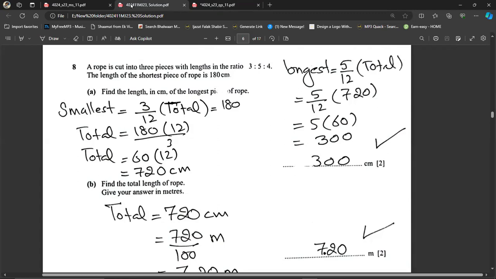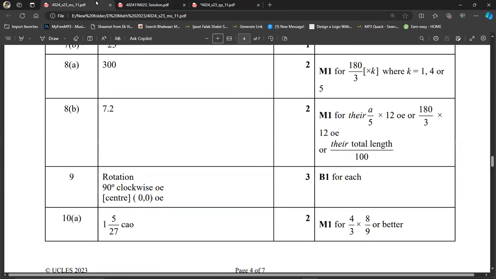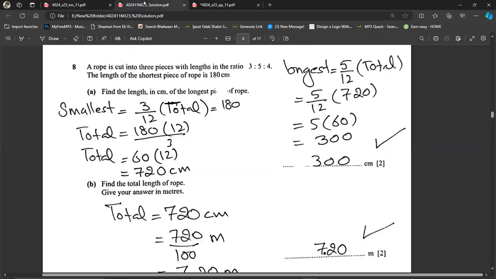Now the longest piece is the piece which has the largest ratio. So that will be 5 by 12 of the total. The total is 720 centimeters. So 5 by 12 into 720, and that is 5 into 60, and that is 300 centimeters. So the longest piece will be 300 centimeters. So my answer is right. This is how A part is done.